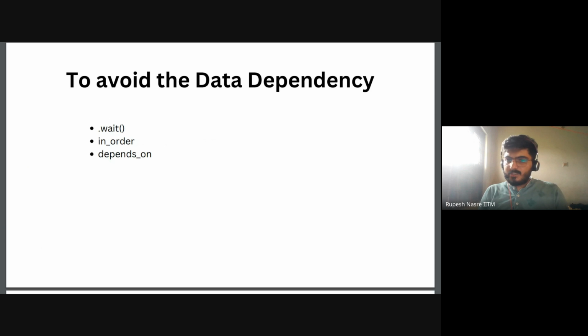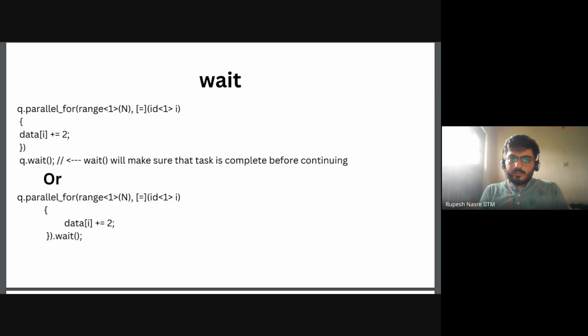DPC++ provides three ways to avoid data dependency: dot wait, in order, and depends on. We will look at each one in detail now. Okay, so dot wait. When the CPU starts reading this kernel, it will launch the kernel and then q dot wait.